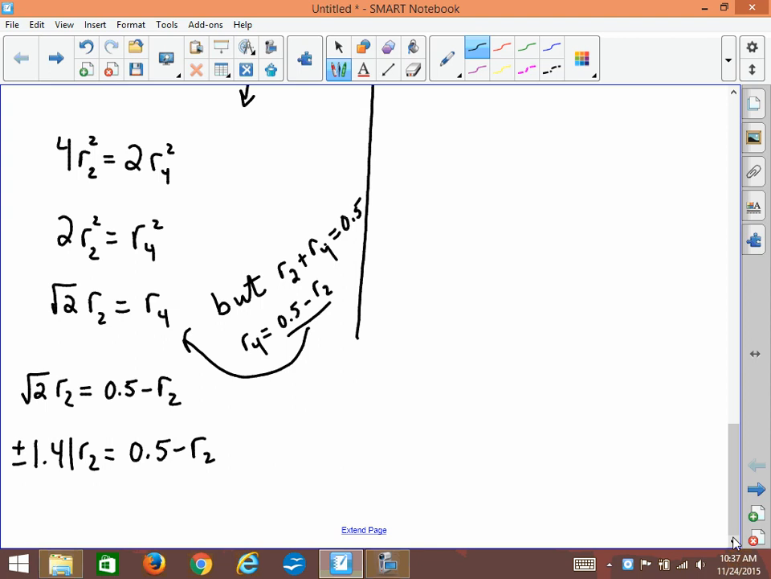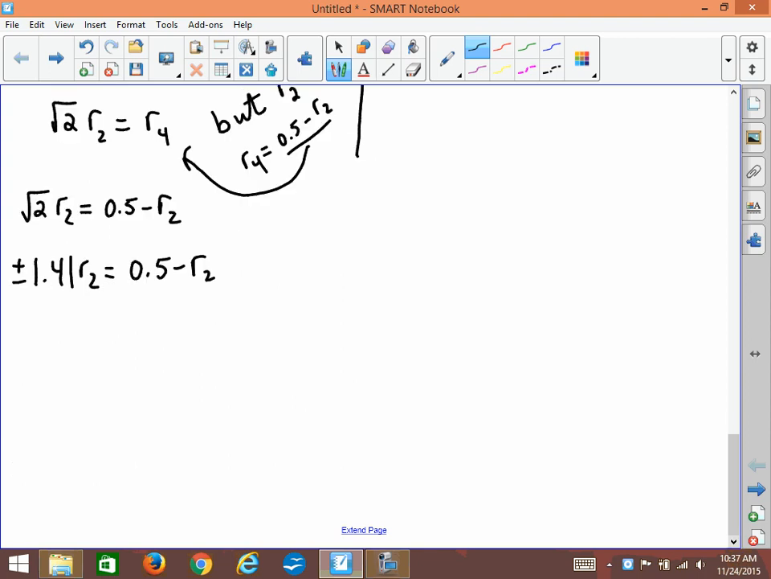So now I have to work it out two different ways to see what will happen, and I'm going to end up with two different answers. But that's okay. We're expecting that. So how do we work it out? Let's try the positive one.